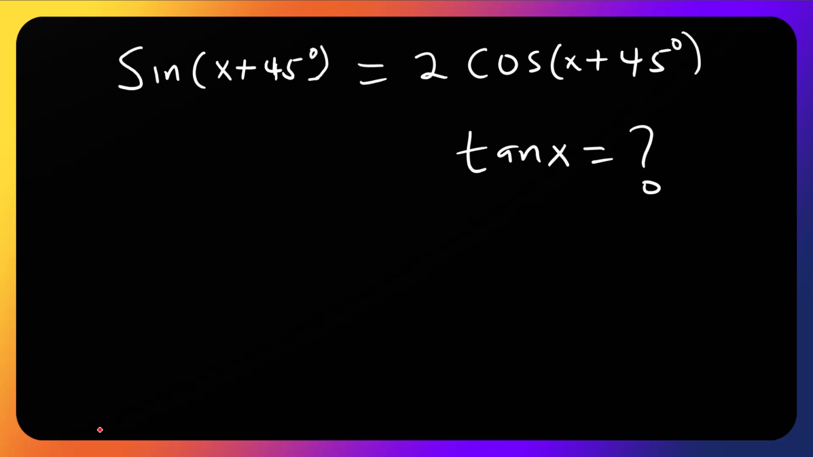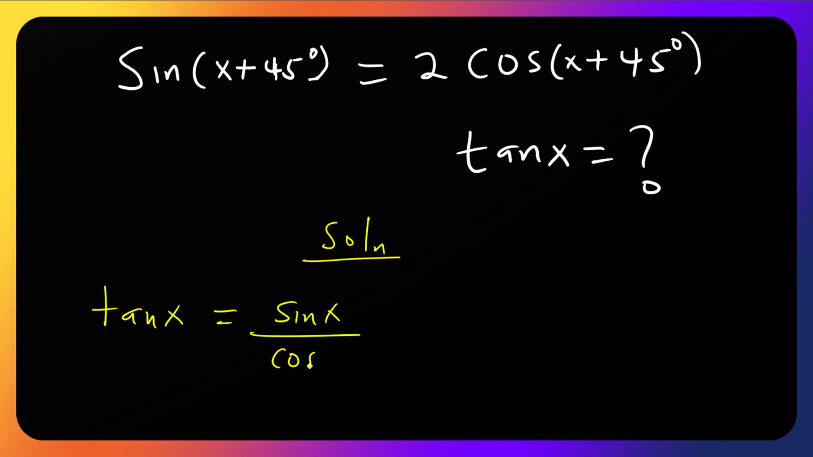Let's find tan x here. Okay, given sin(x + 45) equals cos(x + 45). So this one is very simple. Remember, tan x is the same as sin x on cos x. So we have x plus 45, x plus 45. So we can do this one.